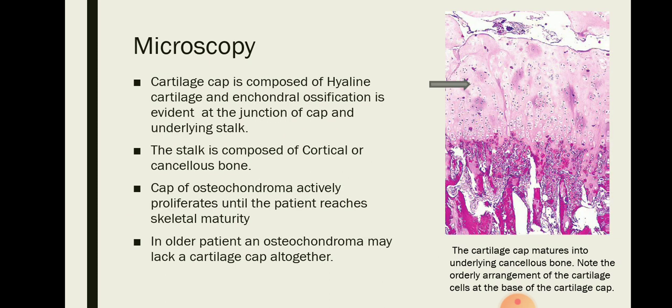Microscopy. Cartilage cap is composed of hyaline cartilage and enchondral ossification, which is evident at the junction of cap and underlying stalk. The stalk is composed of cortical or cancellous bone. The cap of osteochondroma actively proliferates until the patient reaches skeletal maturity. In older patients, an osteochondroma may lack a cartilage cap altogether.